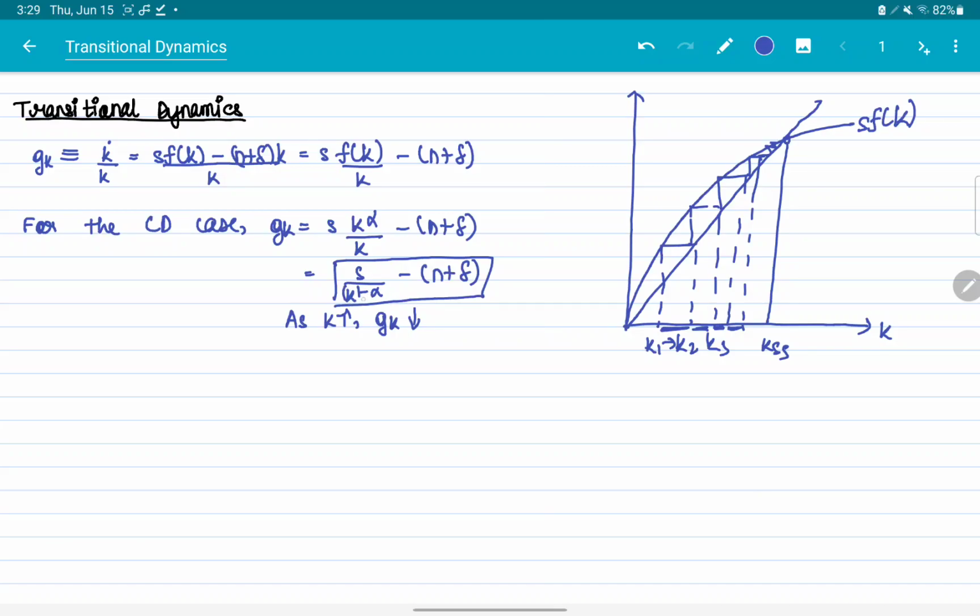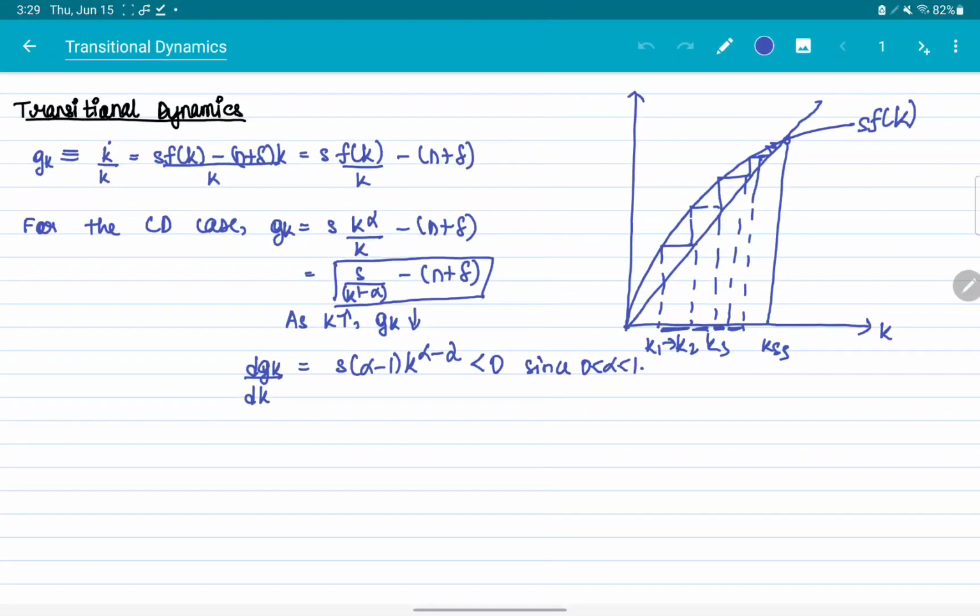And this is something you can observe from here, because when k goes up, your denominator is larger. And you can probably verify this because dg_k/dk is equal to s (alpha minus 1) k^(alpha minus 2), and this is negative since alpha is between 0 and 1, obviously. So the intuition which you get from this diagram is indeed correct.